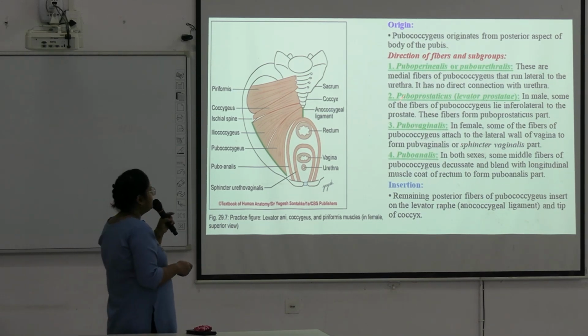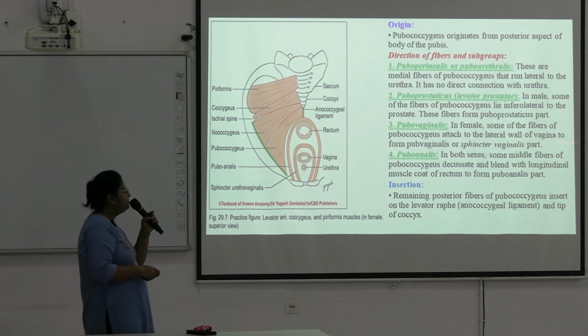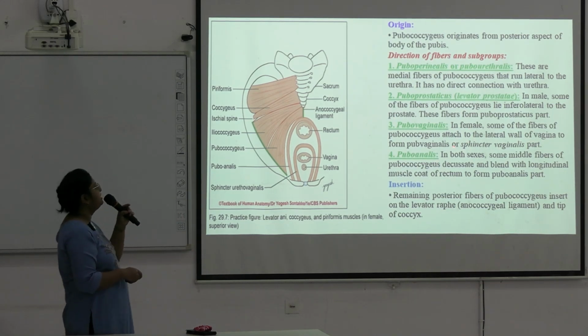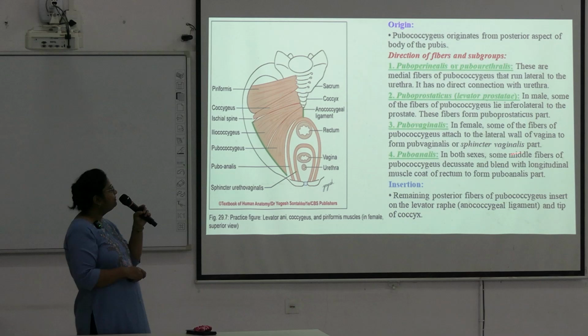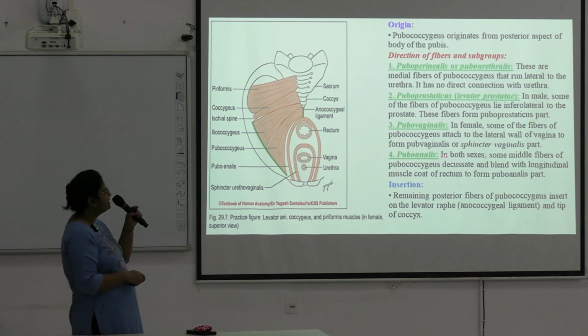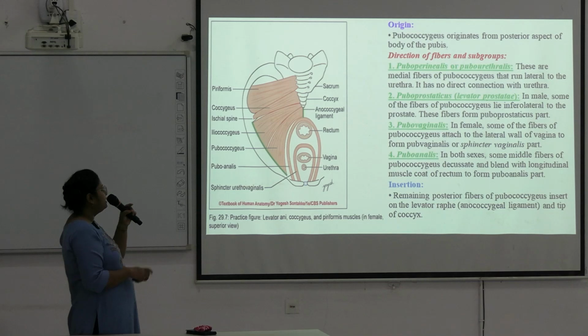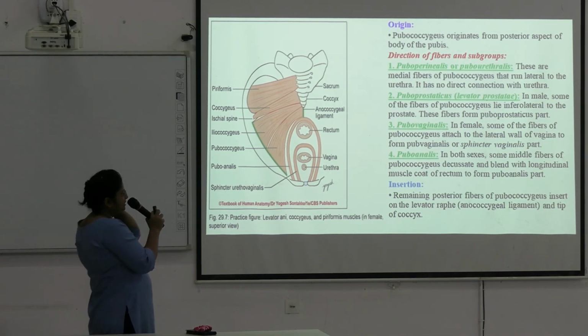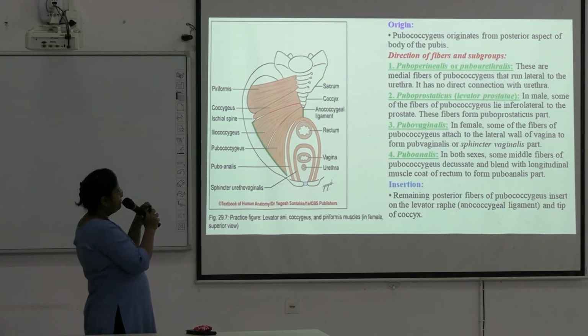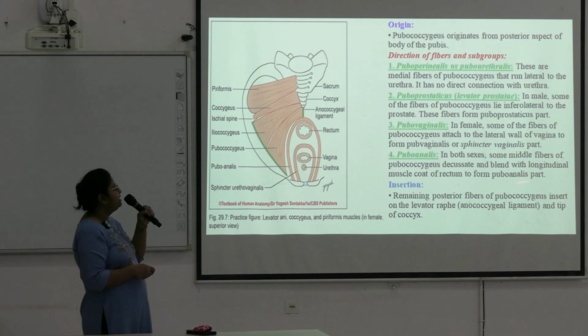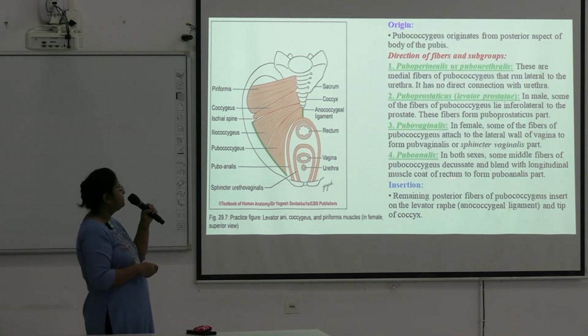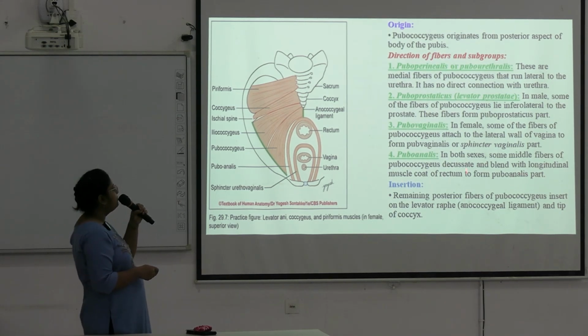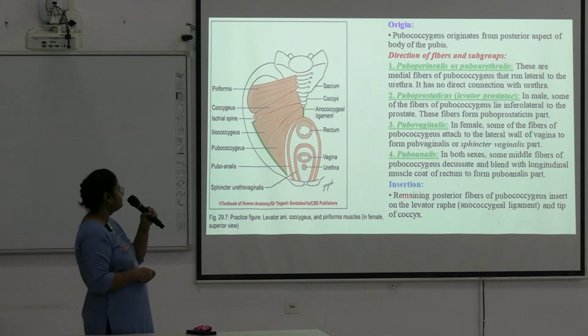Next is pubovaginalis. In females, some of the fibers of pubococcygeus attach to the lateral wall of the vagina to form the pubovaginalis or sphincter vaginae part. Next is puboanalis. In both sexes, some middle fibers of pubococcygeus decussate and blend with the longitudinal muscle coat of the rectum to form the puboanalis part.